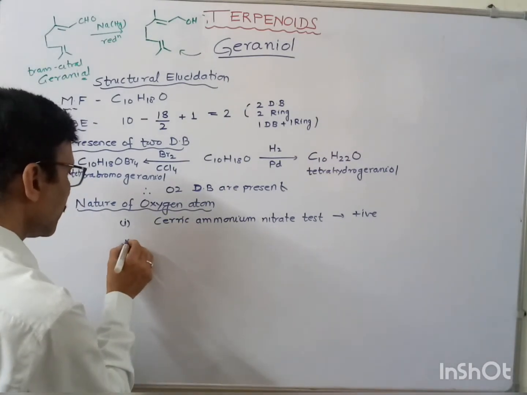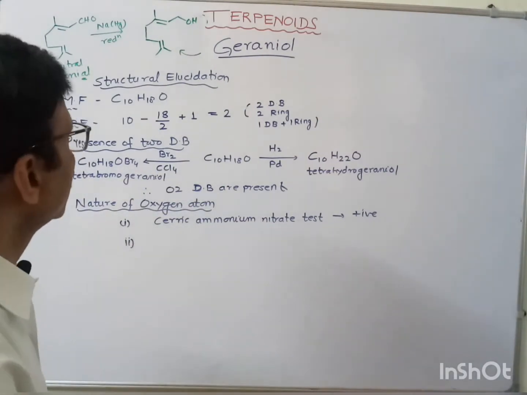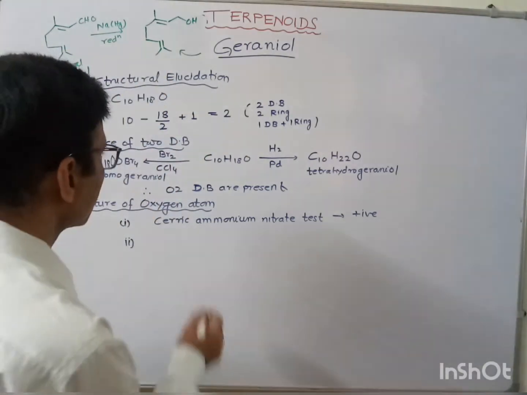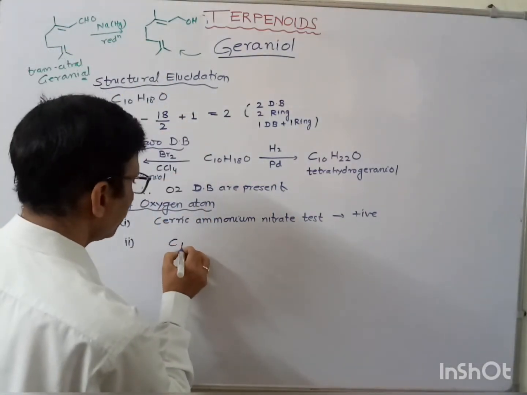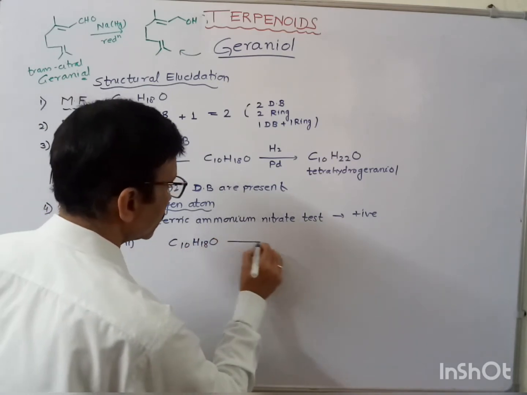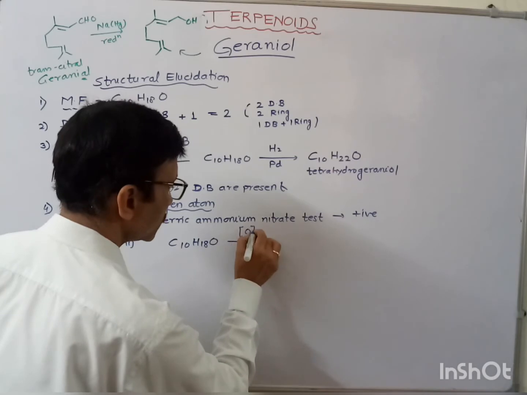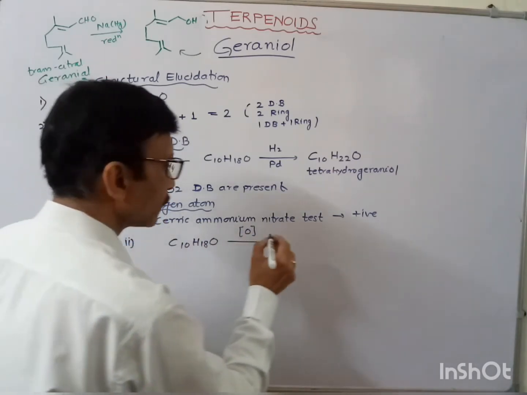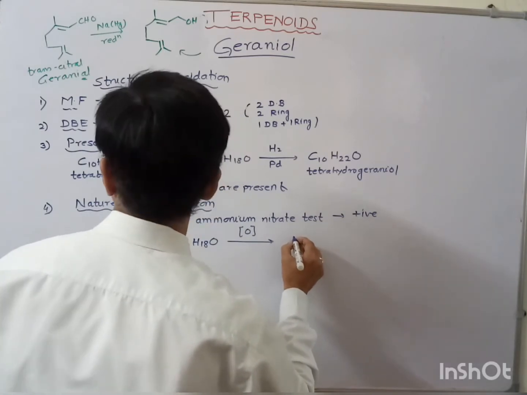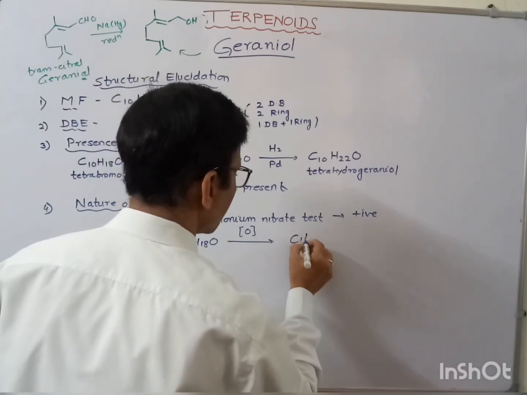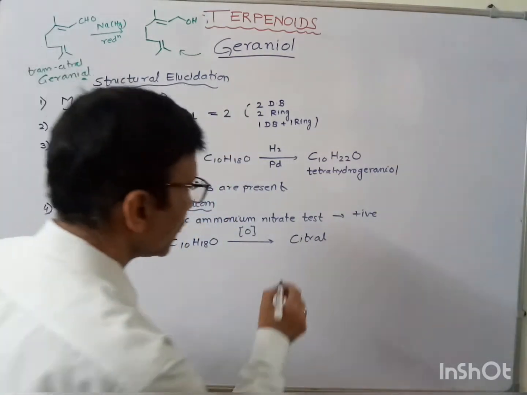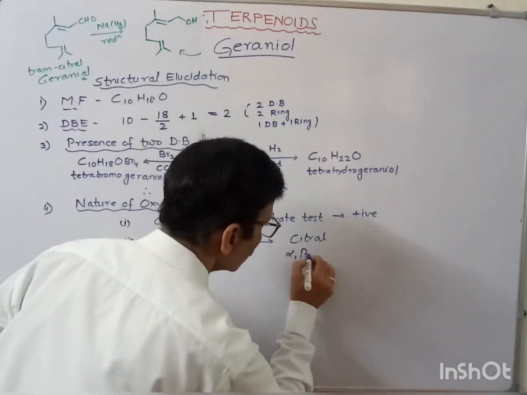And second, suppose this C10H18O, that is this geraniol, undergoes oxidation. What did we get? We got citral. So citral was obtained, and citral is an alpha beta unsaturated aldehyde.